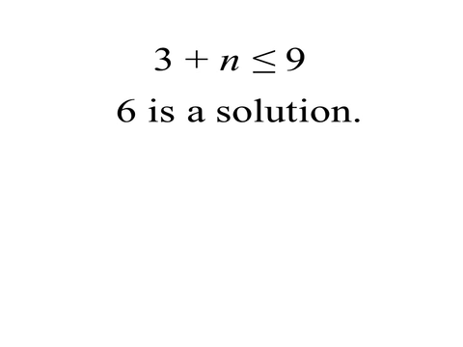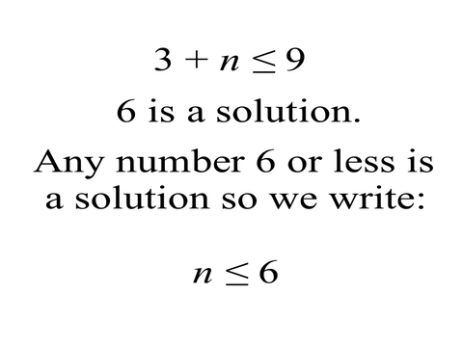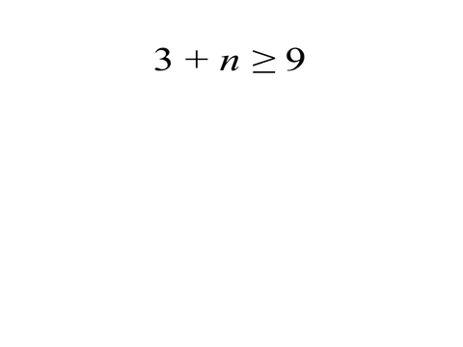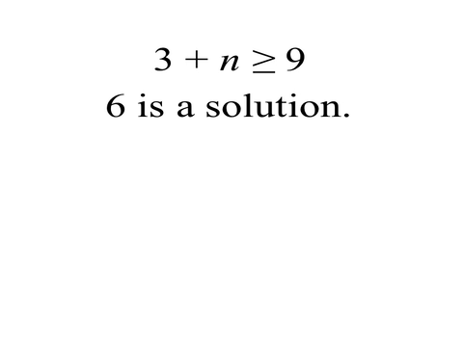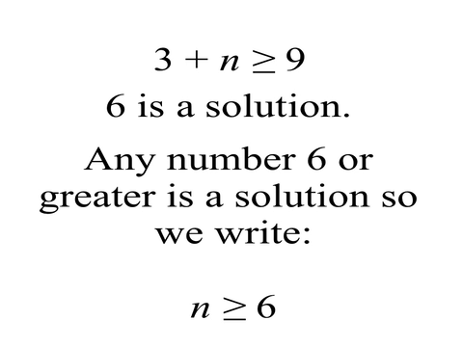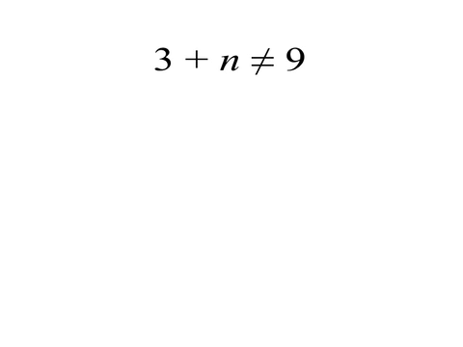But since it's also looking for numbers such that 3 plus n is less than 9, any number 6 or less is a solution, so we write n is less than or equal to 6. We reverse the sense of the inequality. 6 is still a solution because 3 plus n is equal to 9. But now, instead of all the numbers less than 6 joining 6 in our solution set, it's all the numbers greater than 6. Any number 6 or greater is a solution, so we write n is greater than or equal to 6. And now we have 3 plus n is not equal to 9.